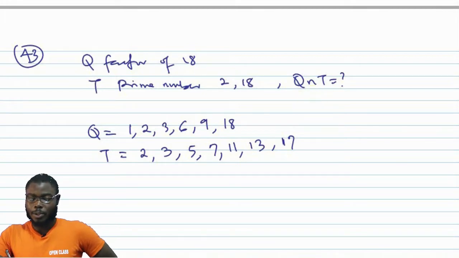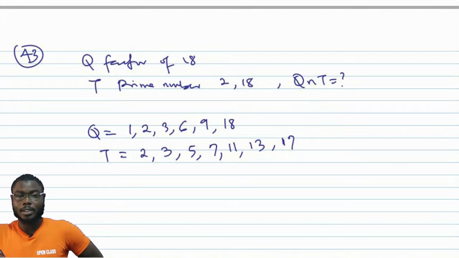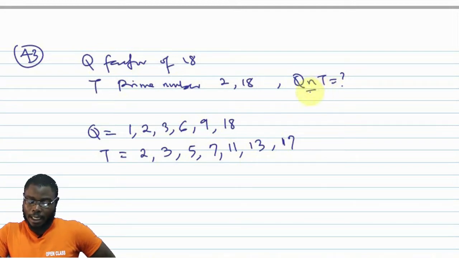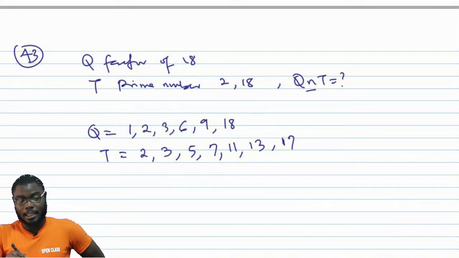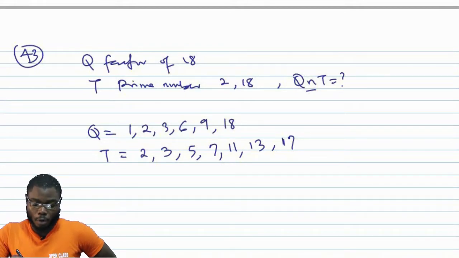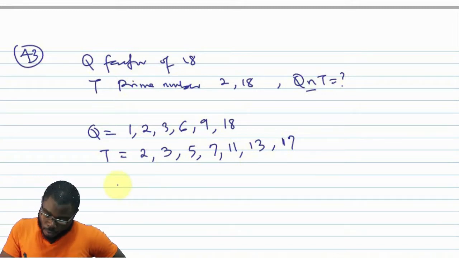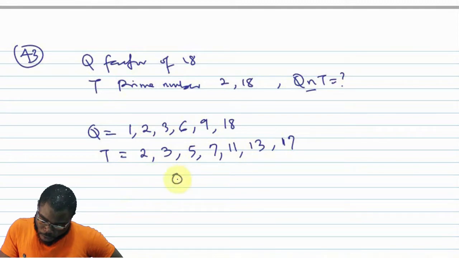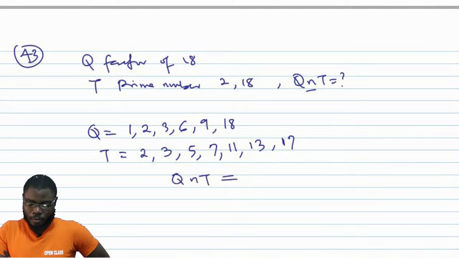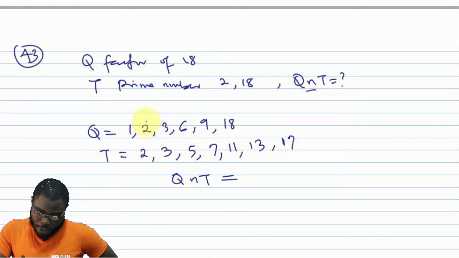So the question says we should look for Q intersection T. The Q intersection T is the common numbers between Q and T, the numbers that are in both sets, in Q and also in T. Okay, so Q intersection T is equal to 2 appears in both sides, so 2 is there.